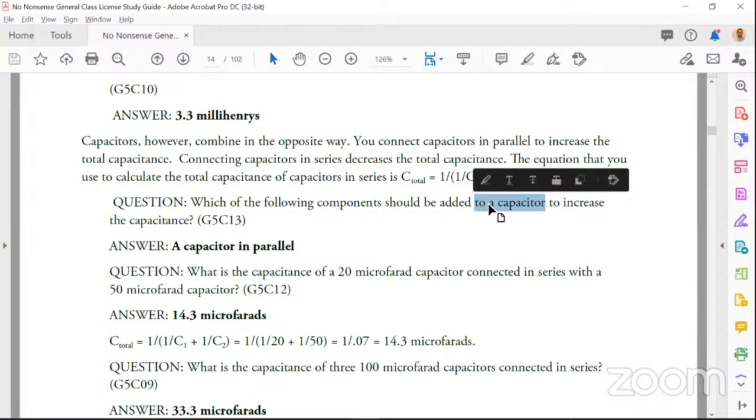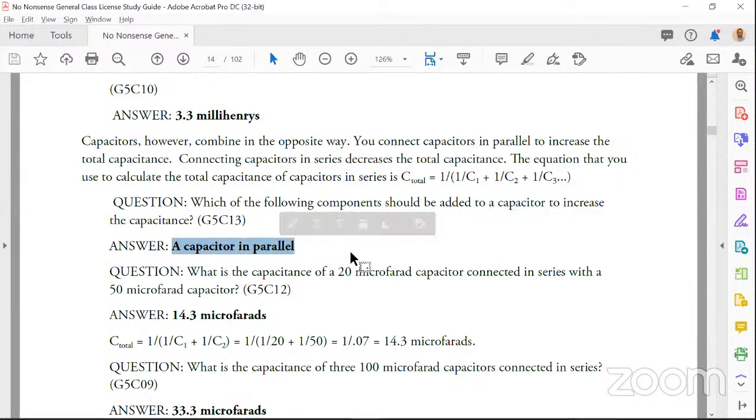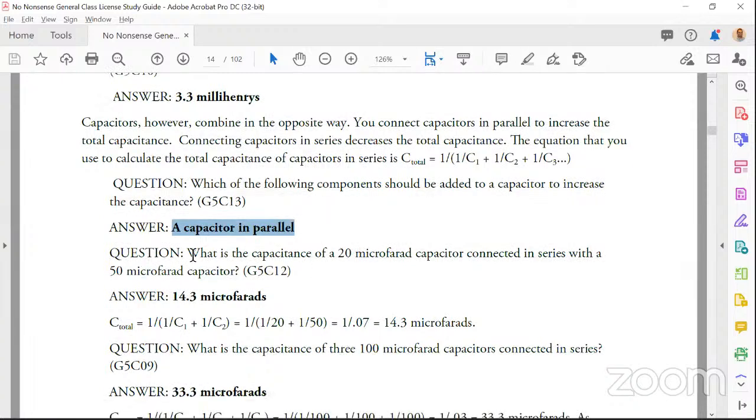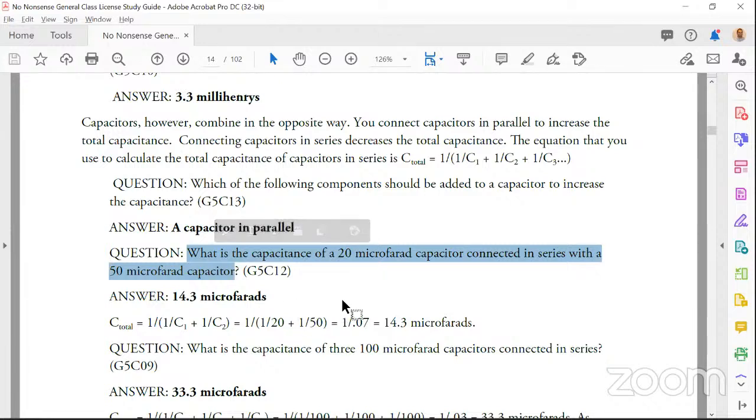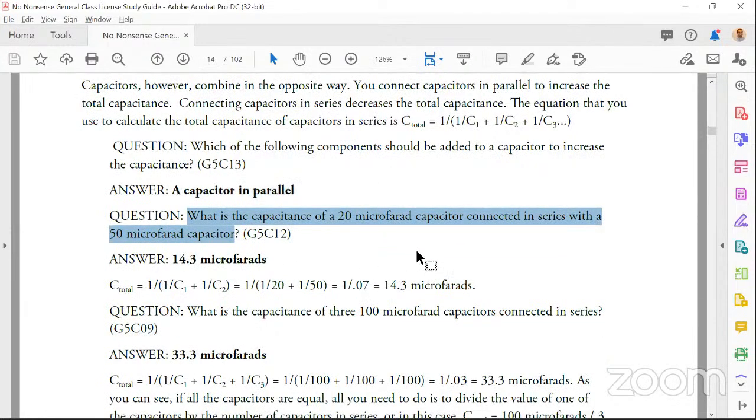But as we learned in the last class, the theory says when you want to increase capacitance, you have to put the capacitors in parallel, and that's how you get an overall increase in capacitance. Next question in the question pool. What is the capacitance of a 20 microfarad capacitor connected in series with a 50 microfarad capacitor?